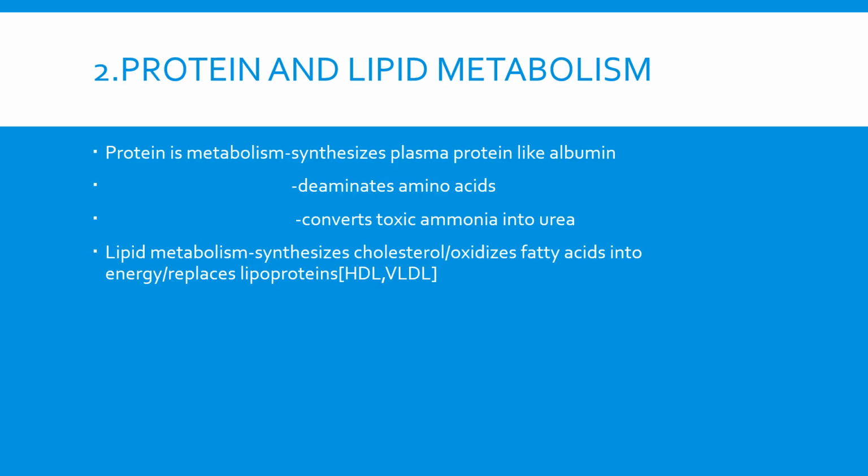Number two, we have protein and lipid metabolism. In protein metabolism, we'll talk about synthesis of plasma proteins like albumin, then deamination or breakdown of amino acids, and conversion of toxic ammonia into urea. We also have lipid metabolism, where the liver synthesizes cholesterol, oxidizes fatty acids into energy, and produces lipoproteins, majorly high density lipoprotein and very low density lipoprotein.